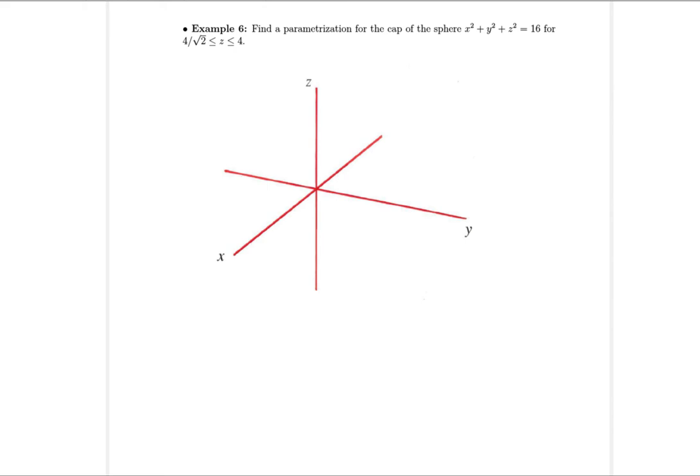All right, so one last example. This one wants us to find the parameterization for the cap of the sphere x squared plus y squared plus z squared equals 16. So when they say the word sphere, kind of like in the last one where we had a cylinder and thought about cylindrical coordinates, here I think we should think about spherical coordinates.